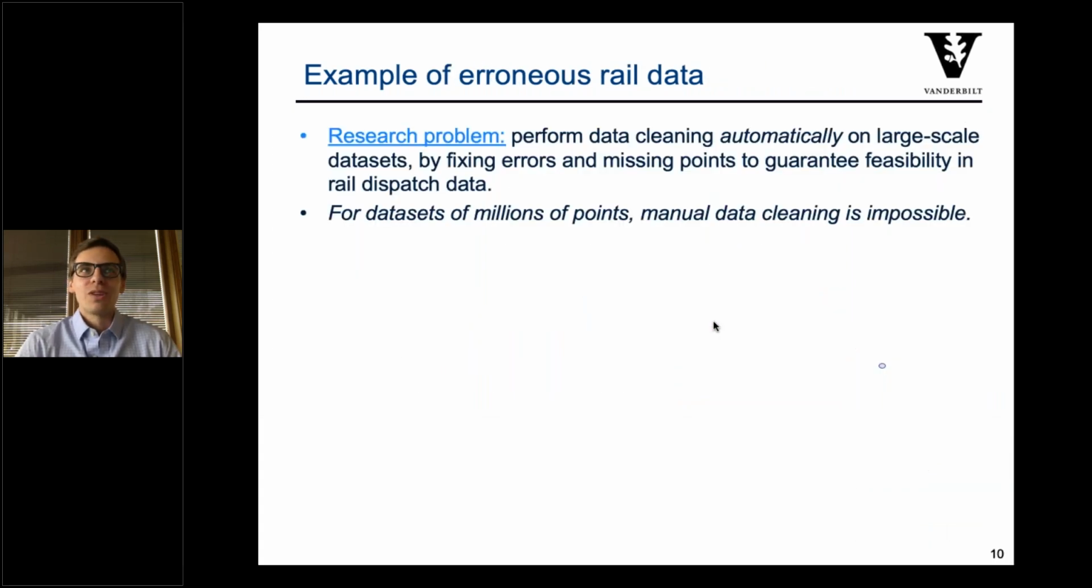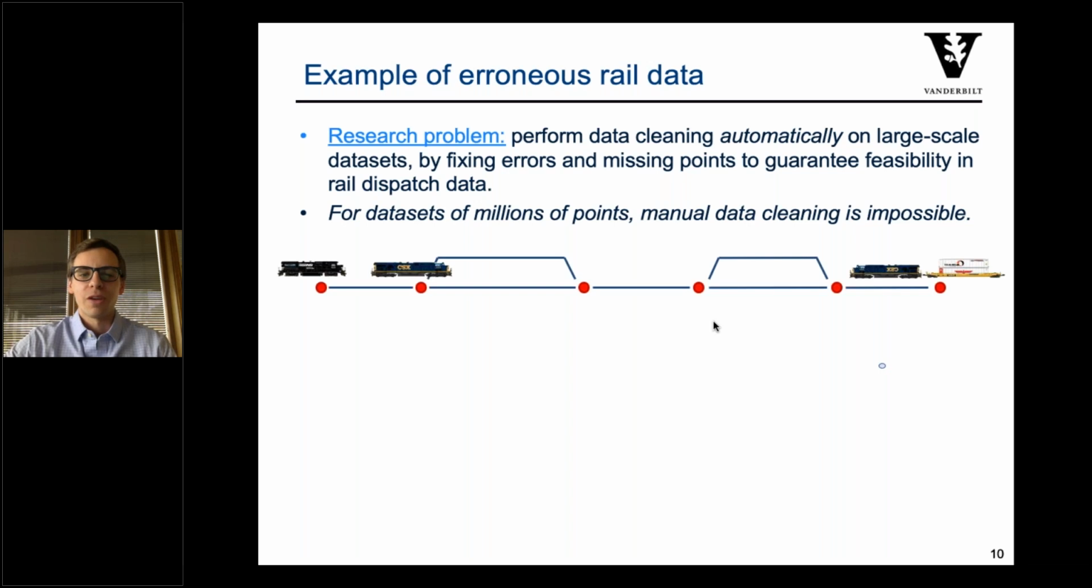So again, the research problem here is to perform this data cleaning automatically on very large scale data sets. This involves fixing errors and fixing missing points. And ultimately, we want to guarantee the feasibility of this dispatch data. For data sets of millions of points spanning an entire rail network and many years of data availability, manual data cleaning, even with an army of data cleaners, is a pretty infeasible process. Hence the need to do this automatically.